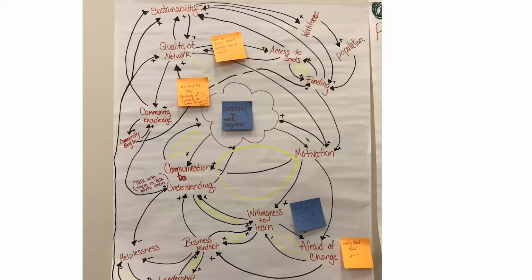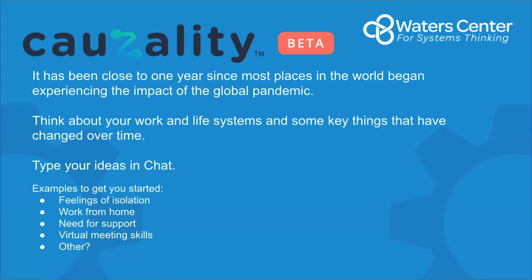And so Cauzality is the name of the platform that Jeff is working on, that when we first got introduced to the beta version, we thought, oh, this is going to be so helpful. So what we'd like you to do before I turn it over to Jeff, and as I turn it over to Jeff, is to think about a system that we all have in common right now. And it has been just about 1 year since most of us have been impacted by the global pandemic.